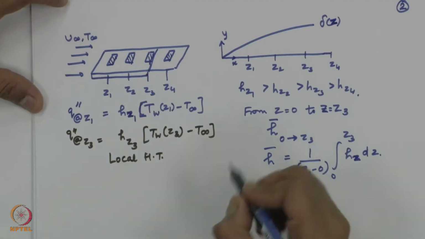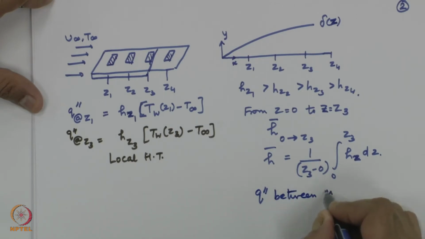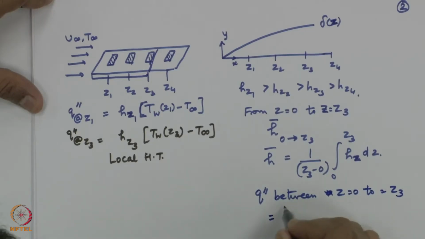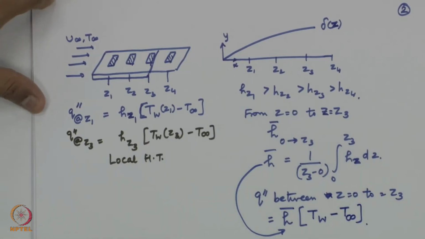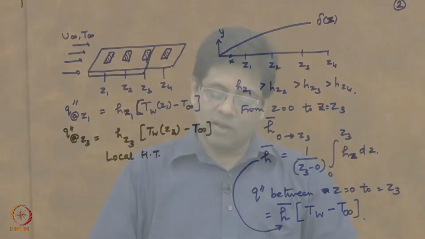So Q over the length from Z equal to 0 to Z equal to Z3 is obtained by h bar, which we have calculated here, times T wall minus T infinity. Okay, so we can assume an average constant value of wall temperature. We probably can do that in many situations, because it might be difficult to keep both the heat flux and the wall temperature constant. So, this is a very important difference that one needs to be aware of, where to use local and average values.